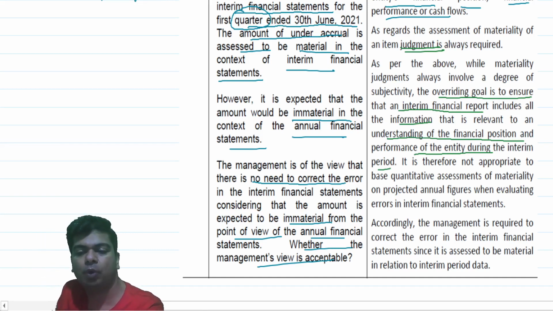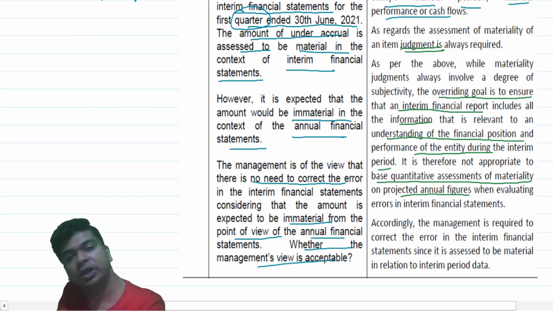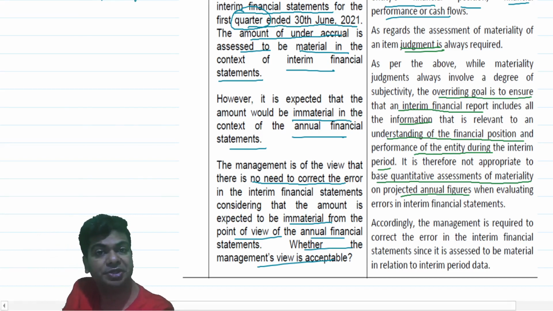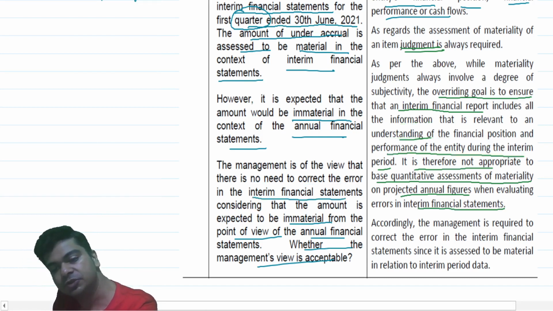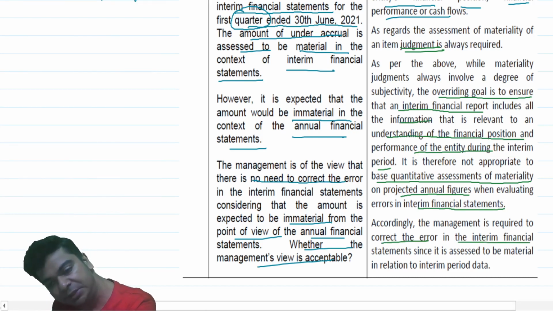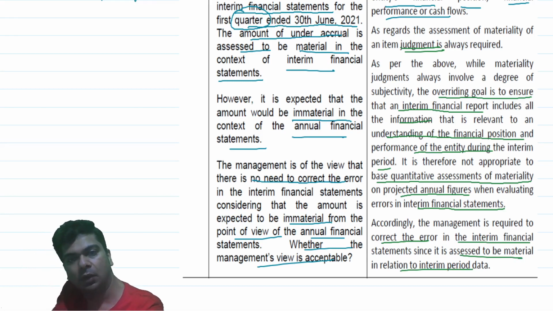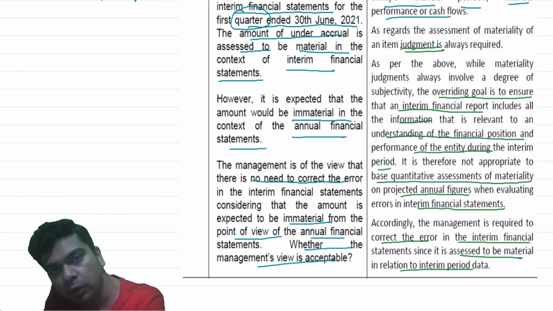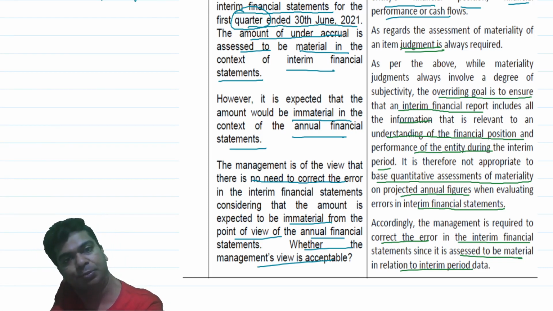It is therefore not appropriate to base quantitative assessments of materiality on projected annual figures. You can't take annual figures, project them, and then decide whether it is material or immaterial for your interim financial report, right? When evaluating errors in interim financial statements, accordingly, the management is required to correct the error in the interim financial statement since it is assessed to be material in relation to the interim period data. Your decision should be based not on what will happen in the annual financial report, but on what is more relevant for an interim financial report.